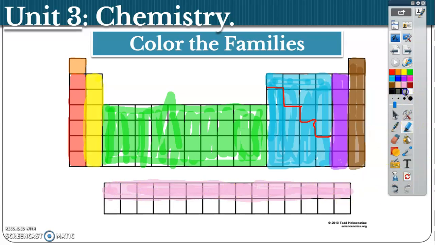And our last family, let's use gray. I'll use a darker color. Your last family, this entire row down here, these are called your actinides. Actinides all share the property of being radioactive. Now, radioactive is a little bit different than the word that we've used before, reactive. So reactive and radioactive are different. The actinide family, all of these elements are radioactive.